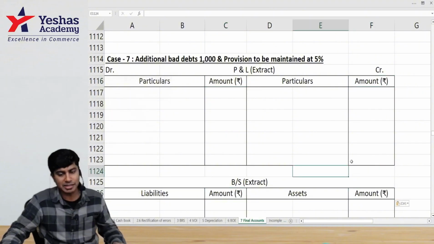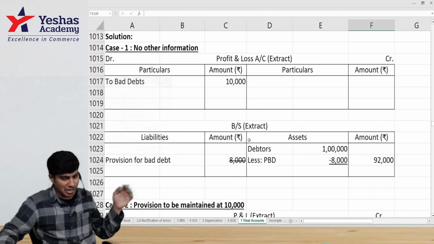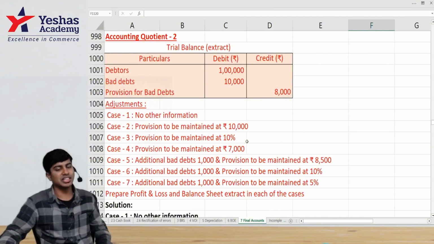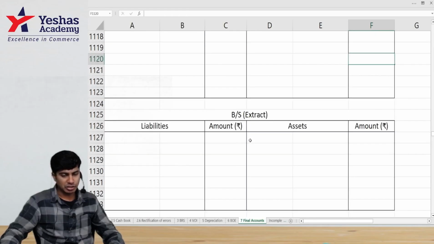What are our trial balance items? By now it would have become very well known to you. What is our trial balance saying? It says there is debtors of 1 lakh, bad debts of 10,000, and provision of 8,000. Shall we first post our trial balance data? Let's write our trial balance data first.